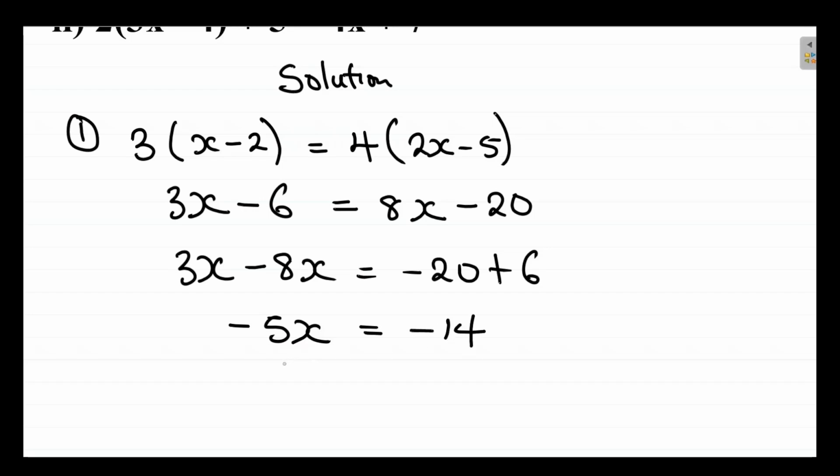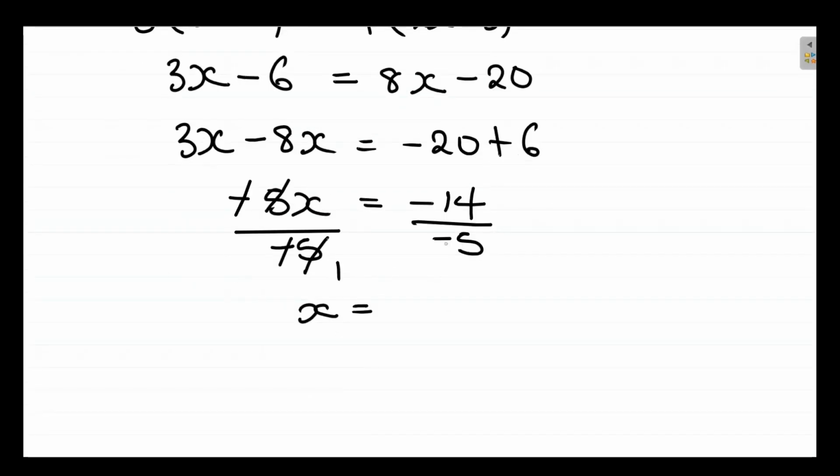Now, to get rid of the negative sign, we divide both sides by negative 5 and negative 5. So minus, we cancel out minus. 5 divided by itself is 1. 5 divided by 5 is 1. So we have x equal to, here also, minus, we cancel out minus, and 14 divided by 5 is giving us 2 whole number, 4 divided by 5 in mixed fraction.